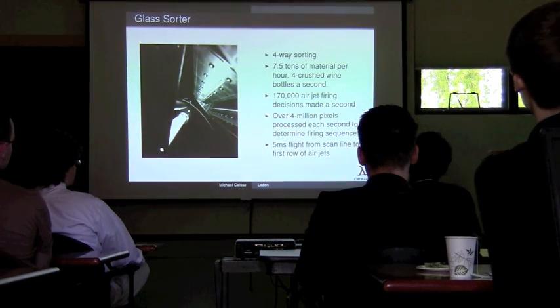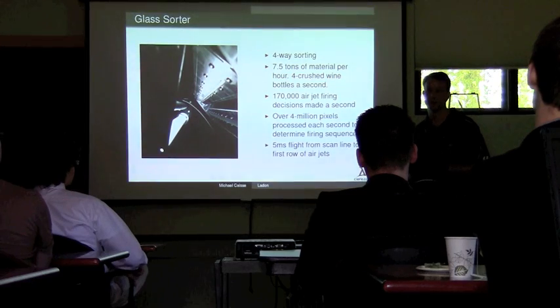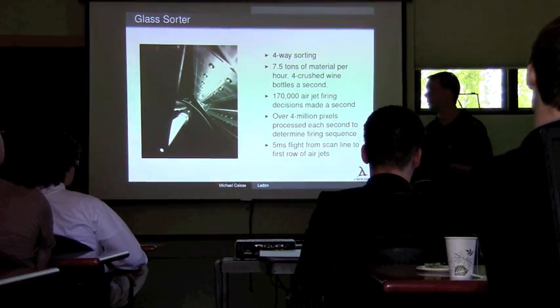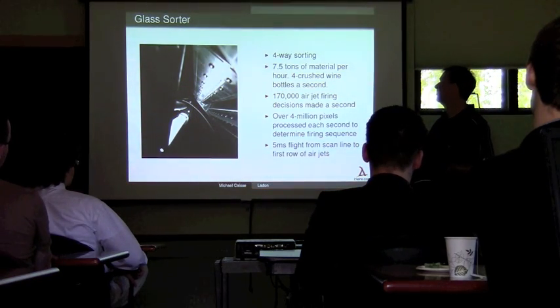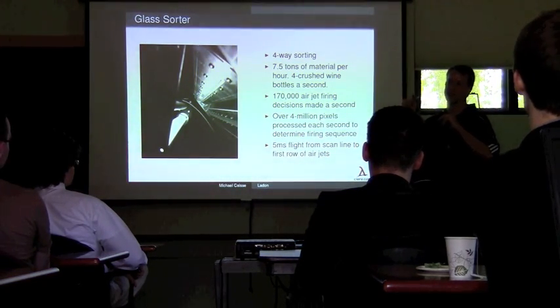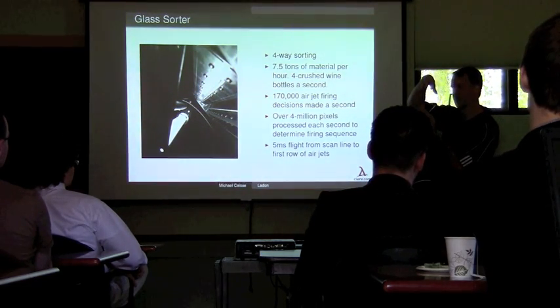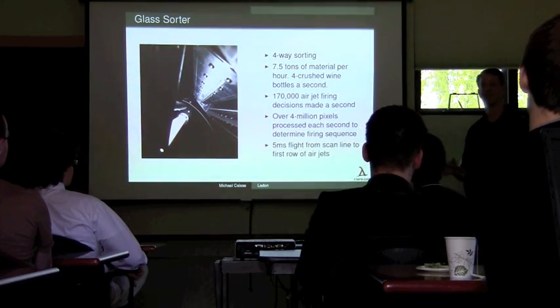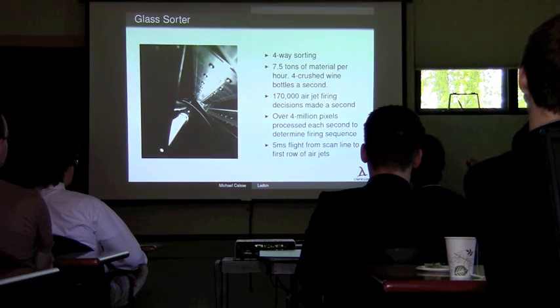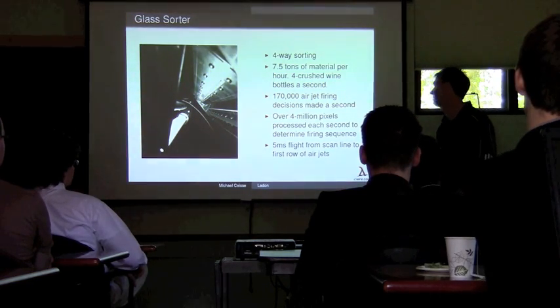In essence, it works out to be just over 4 million pixels that we process each second in order to figure out what our firing sequences need to be. For example, you make these decisions every 5 milliseconds, but glass, by the time you see it, is maybe small or maybe big. So you need that firing sequence to cover the whole piece of glass so you make sure you really push it into the chute you want. It might be a beer bottle with labels still stuck on it. By the time we get it, everything's pretty much crushed, but now you're going to determine, is that a label or is that really trash?